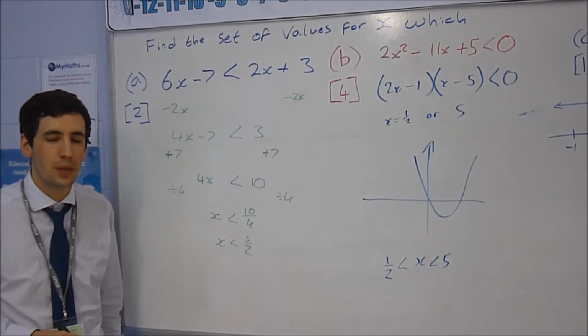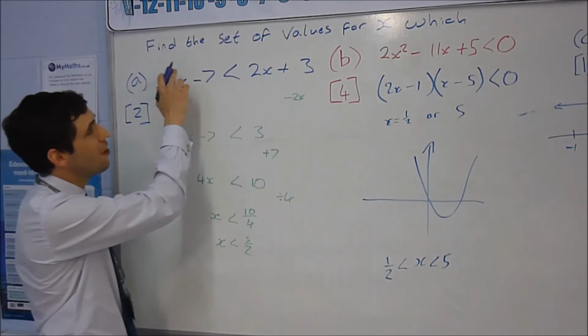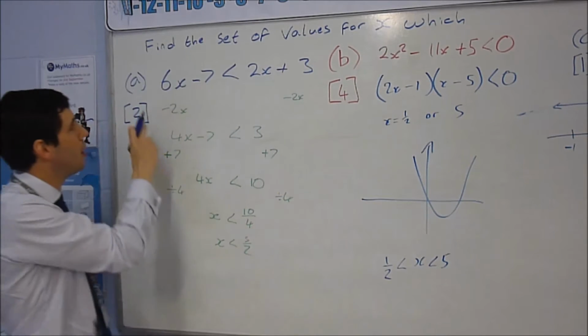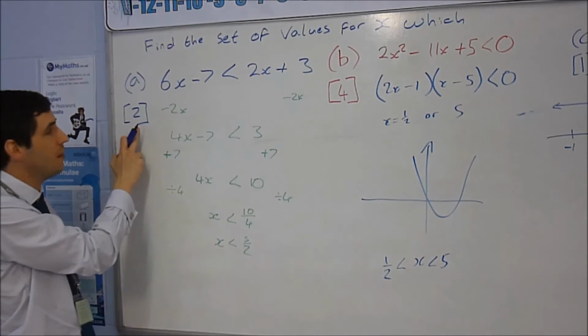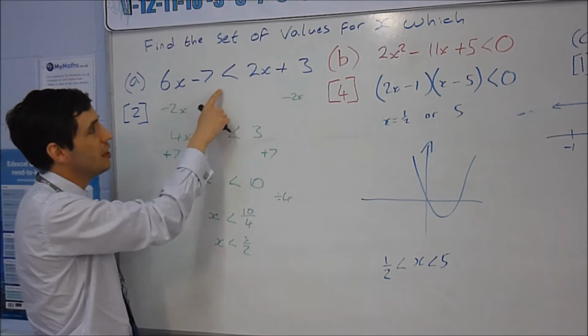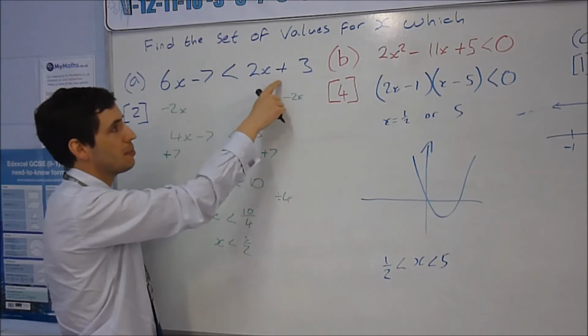Welcome to Inequalities 101. We've got the question, find the set of values for x which... and in part A, we've got 2 marks here for a linear inequality. It says 6x - 7 < 2x + 3.